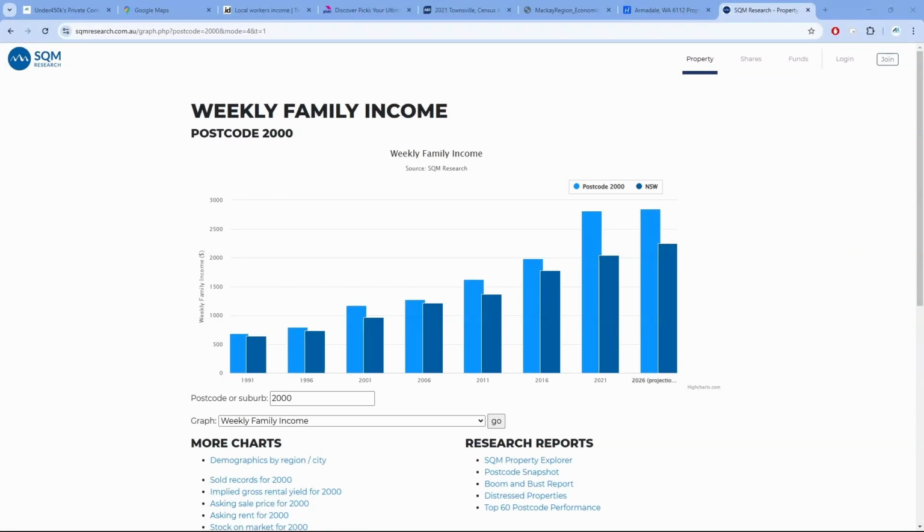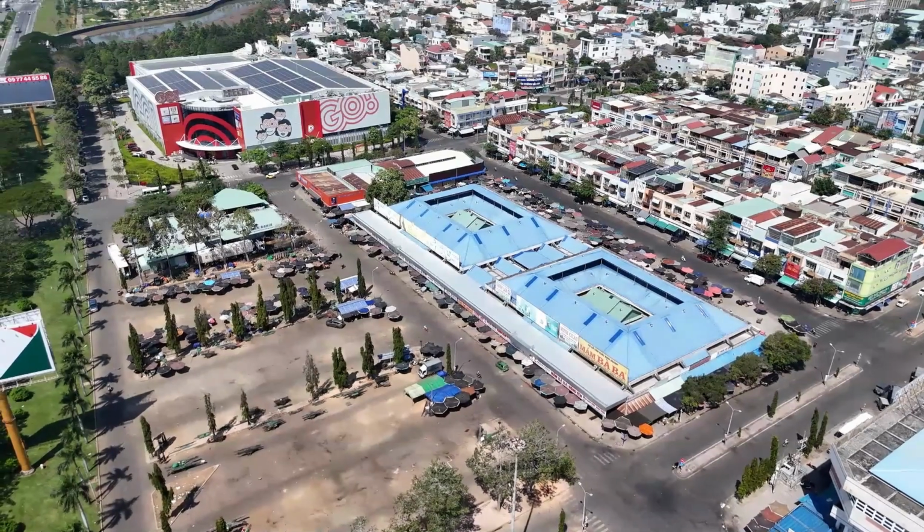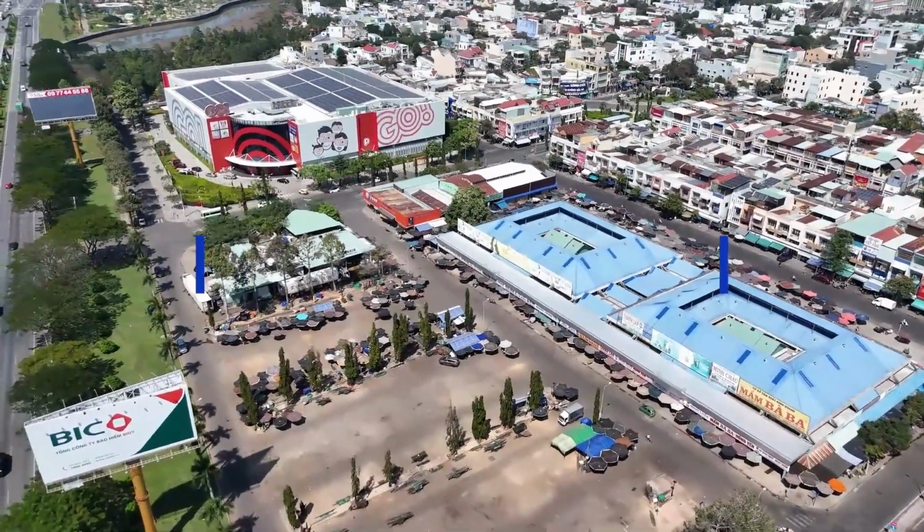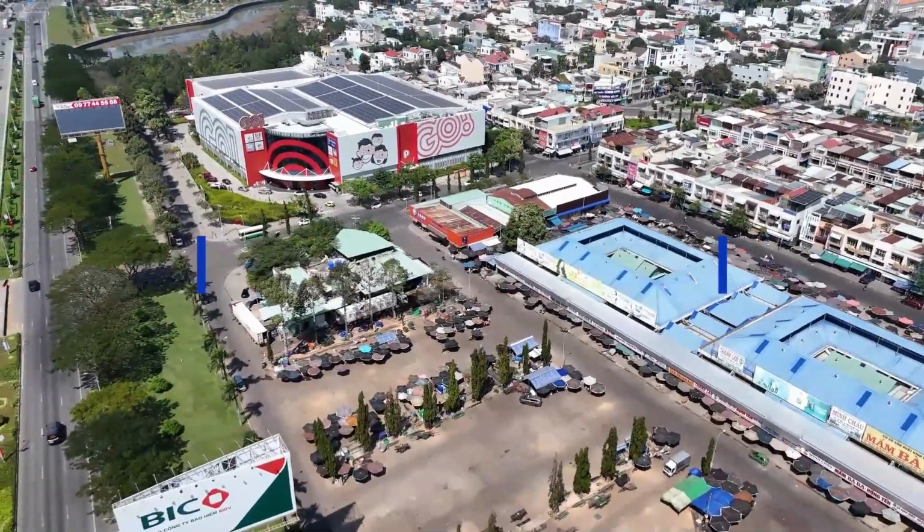But there's more metrics. And the next one is a very important one. And if you're wondering what that metric is, it's to do with schools, universities, hospitals, parks, amenities.